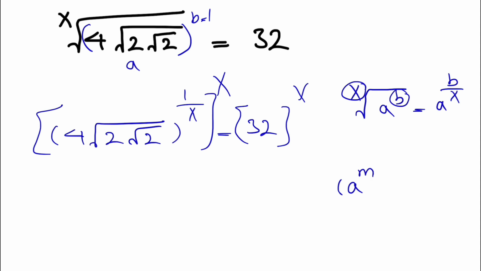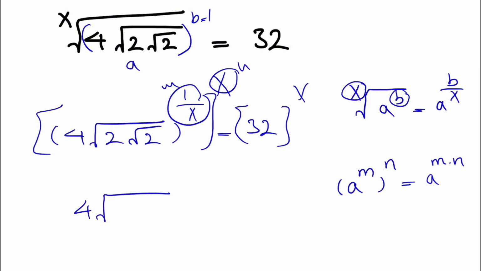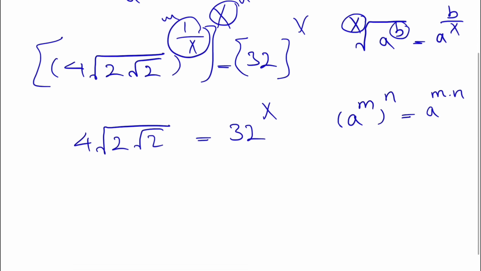And from the laws of exponents, we know that when we have a to the power of m to the power of n, this will be equal to a to the power of m times n. So basically this is our m and this is our n. So we'll get 4 times the square root of 2 times the square root of 2, to the power of 1, is equal to 32 to the power of x.